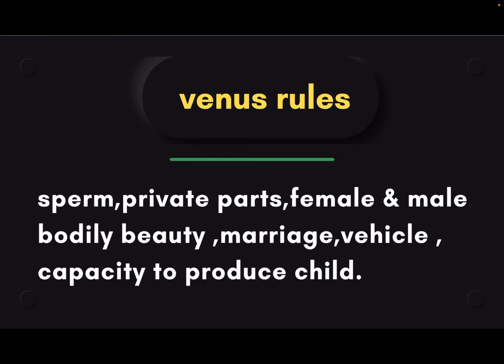So first of all, let's see what all Venus rules. As many of us must know, Venus rules sperm, private parts, female and male bodily beauty, marriage, vehicle. Sometimes vehicle is also denoted by Mars, but that is a thing of another discussion. Capacity to produce a child is also denoted by Venus, and all kinds of tangible luxuries we have in our life and emotional pleasures we experience in life are also denoted by Venus.